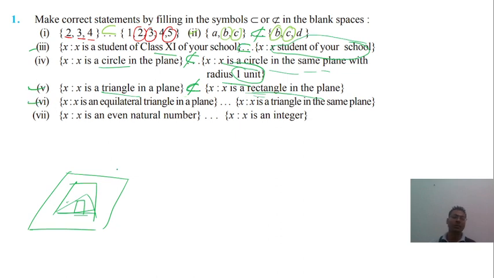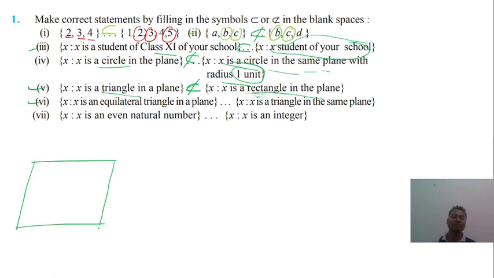Okay, coming to part 6. Part 6 is saying X says that X is an equilateral triangle in the plane. So I will draw a plane and draw an equilateral triangle. Equilateral triangle means all the sides are equal and all the angles are 60 degrees. So here set A is the equilateral triangles, and X says that X is a triangle in the same plane.